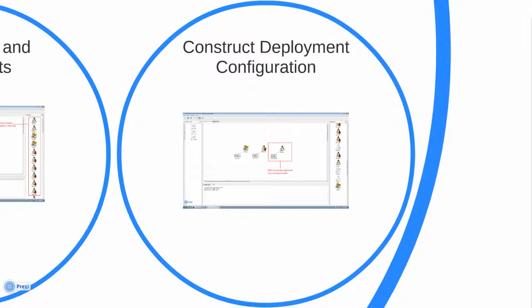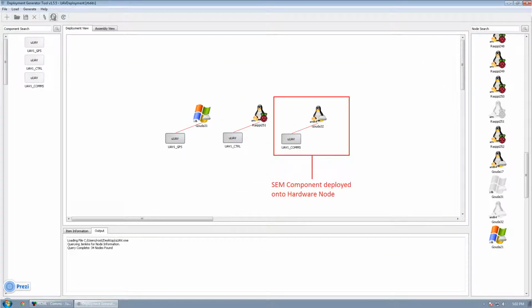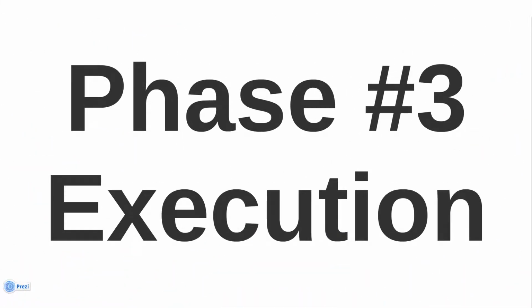After the components and nodes are loaded in, the system expert is then able to connect and select the SEM components to hardware nodes. The system expert may have to deploy software components from the model onto a specific node to adhere to a non-functional requirement provided. The SEM and deployment configuration is then put into version control by this tool and is used by the execution phase. So the third phase is execution.